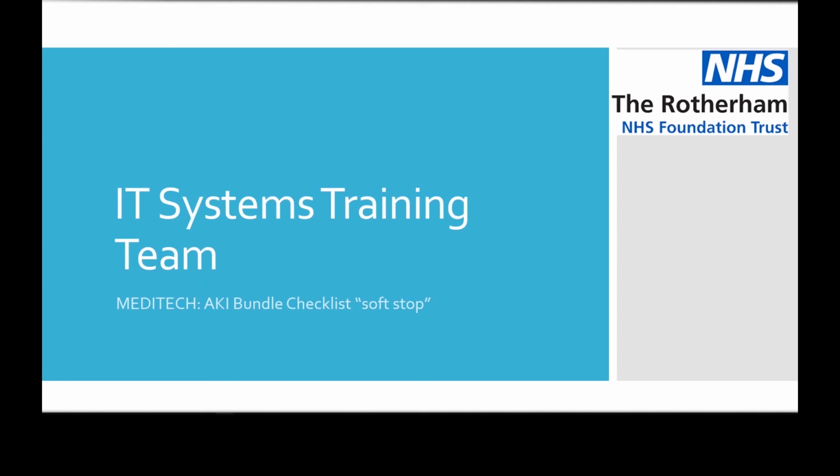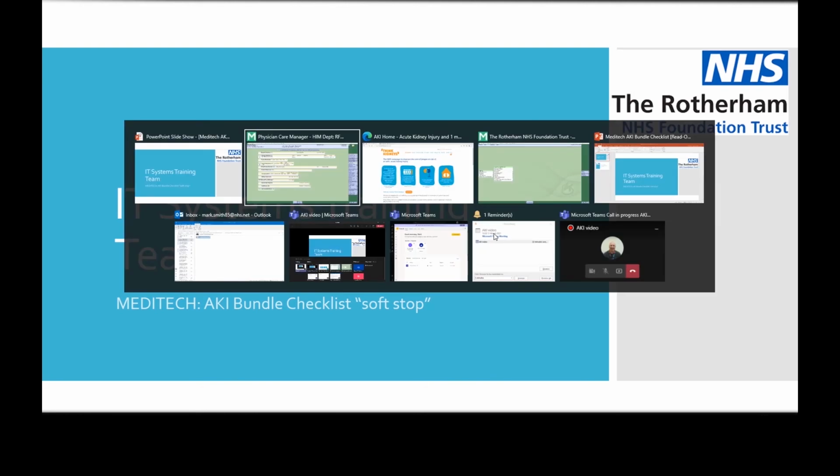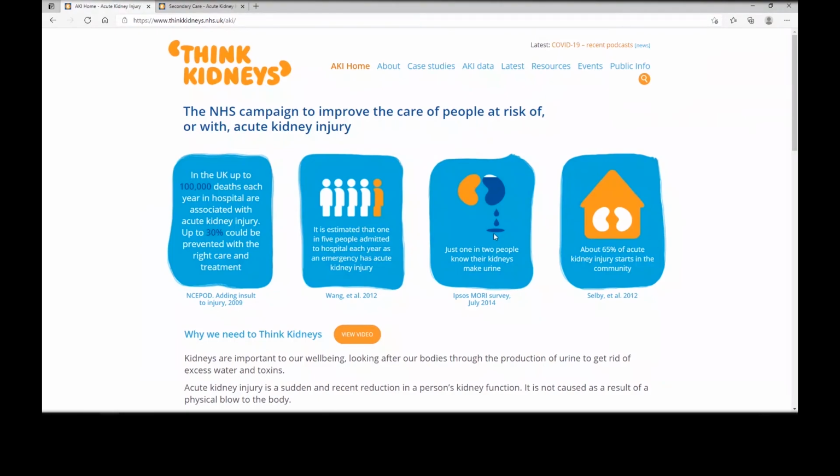I'm one of the intensive care consultants and I've got a specialist interest in acute kidney injury. Acute kidney injury affects about 20% of our acute hospital admissions and contributes to approximately 100,000 excess deaths in the UK per year, up to 30% of which are preventable with the right care. We're relaunching the acute kidney injury electronic care bundle, including the addition of a soft stop.